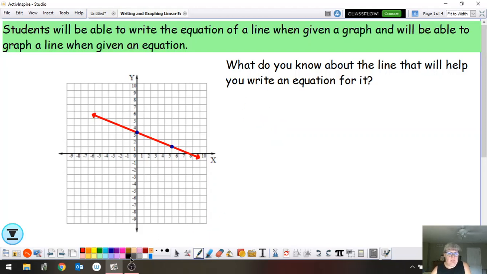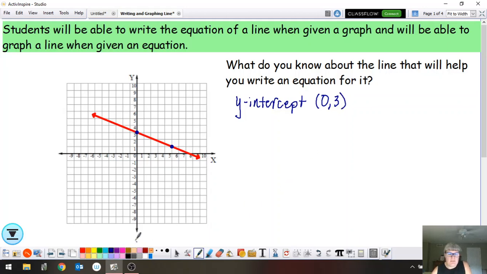One piece of information that we should be able to identify is the y-intercept. The y-intercept is the point where the line crosses the y-axis. Now notice I said the point, and whenever we write the location of a point, we're going to write it as an ordered pair. So the point where this red line is crossing the y-axis is at the point 0, 3. So the y-intercept is at 0, 3.